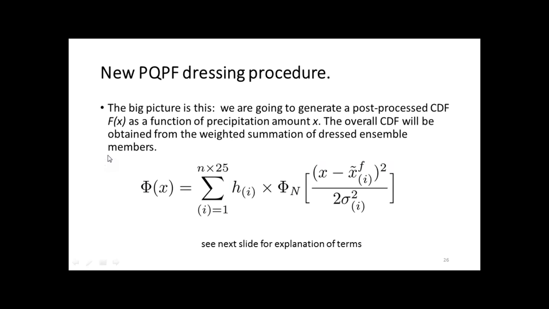And so our overall equation looks a little more complicated than it is. We're going to form our CDF of forecast precipitation as a function of the amount here from N, that's our original ensemble size, times 25. Now we're going to use actually a 5x5 rather than a 3x3 stencil in my new version of the procedure. So I have a 25-fold enlarged ensemble. We'll order this from lowest to highest. That's what the I in parentheses means. We're working with a sorted ensemble. And we'll have weights that depend upon the sorted ensemble rank and one other factor to be described shortly. And then we'll have CDFs that are centered around each quantile mapped amount with a chosen standard deviation.